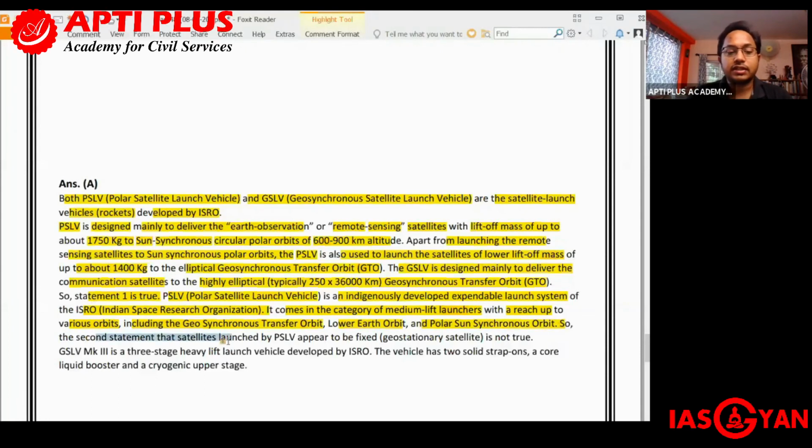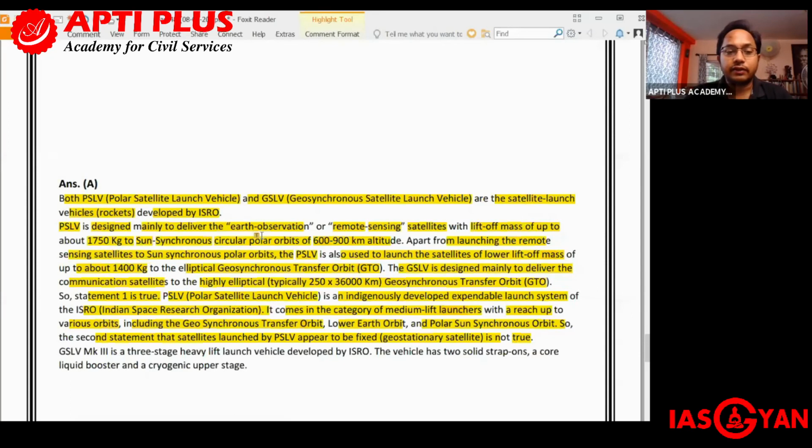So the second statement, that satellites which are launched by PSLV appear to be fixed, that is geostationary satellites, is not true. But first of all, let us just analyze the first statement. We get to see that both types of launch vehicles, PSLV or the Polar Satellite Launch Vehicle, and GSLV or the Geosynchronous Satellite Launch Vehicle, are satellite launching vehicles which have been designed by ISRO.